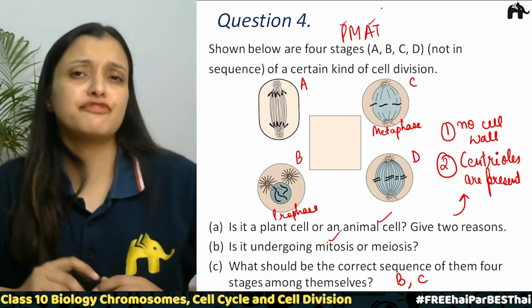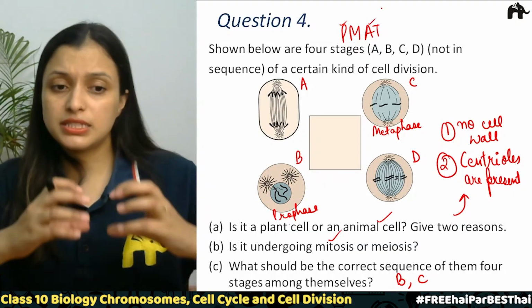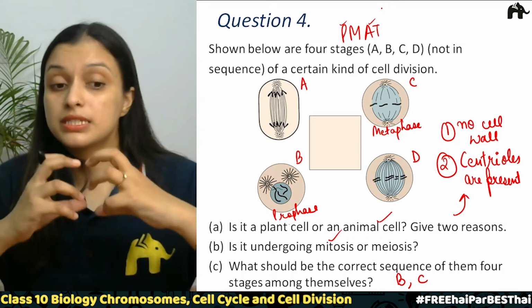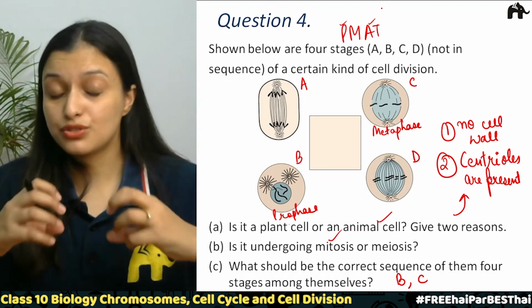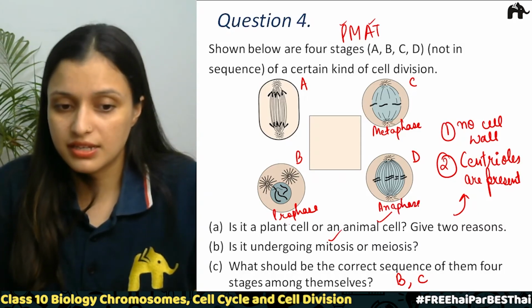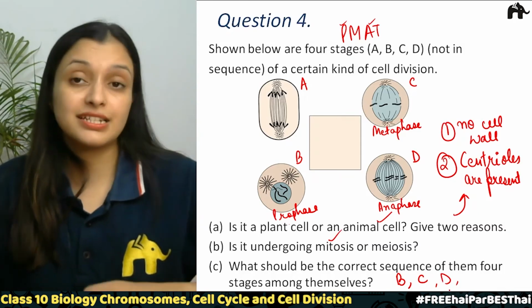Now comes the anaphase. So what happens in anaphase? These chromosomes, they divide. Correct? Now this is the early anaphase. So these have divided. Where are they divided? In D. So this is anaphase. Correct? So let us write the next D.